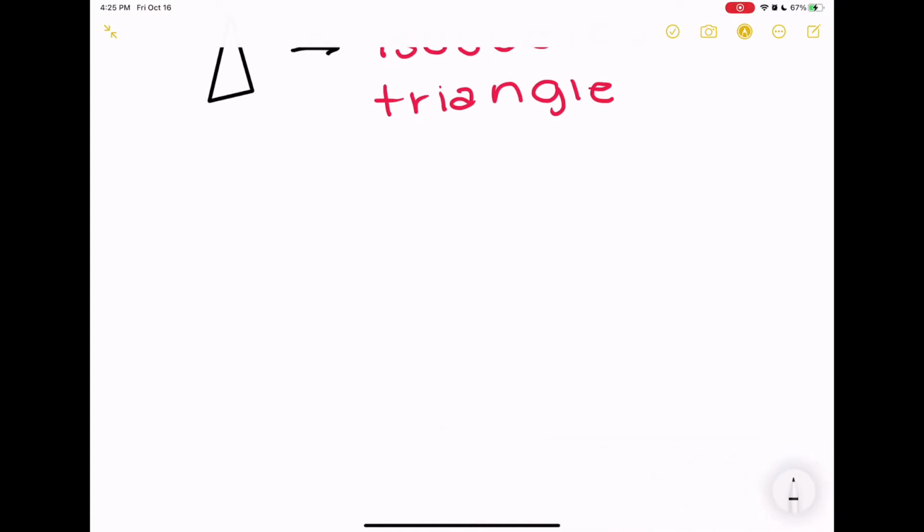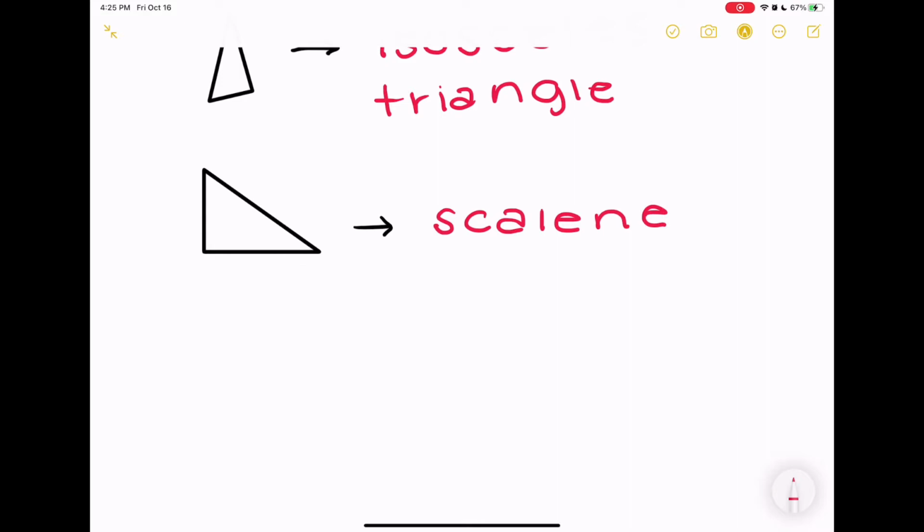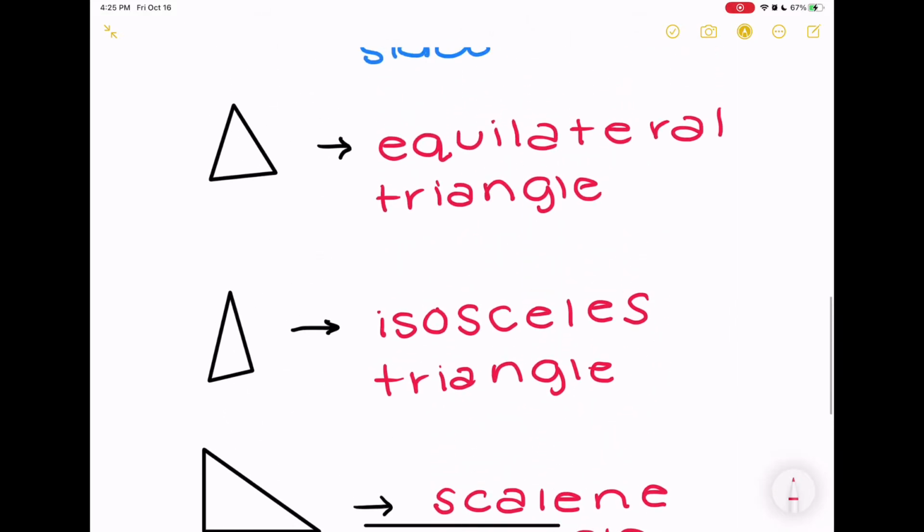And lastly, the last kind of triangle looks something along the lines of this. You've probably seen this a lot. And this is called a scalene triangle. Now, what makes each triangle like this?